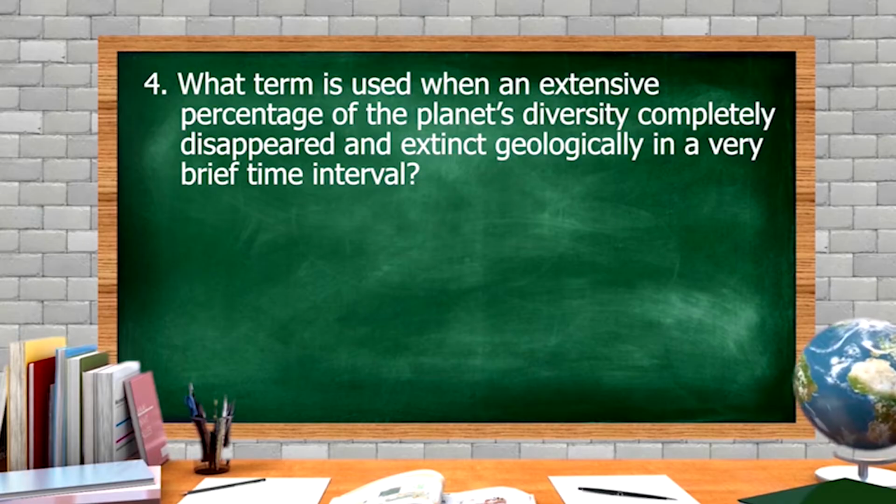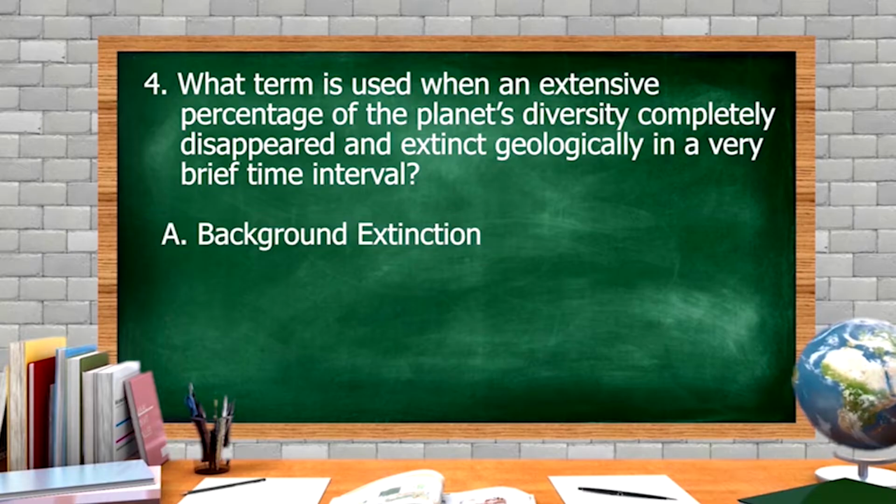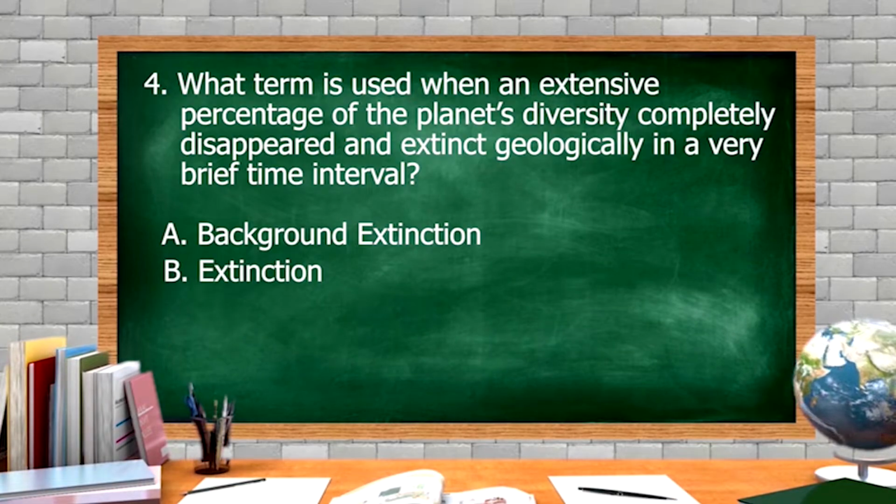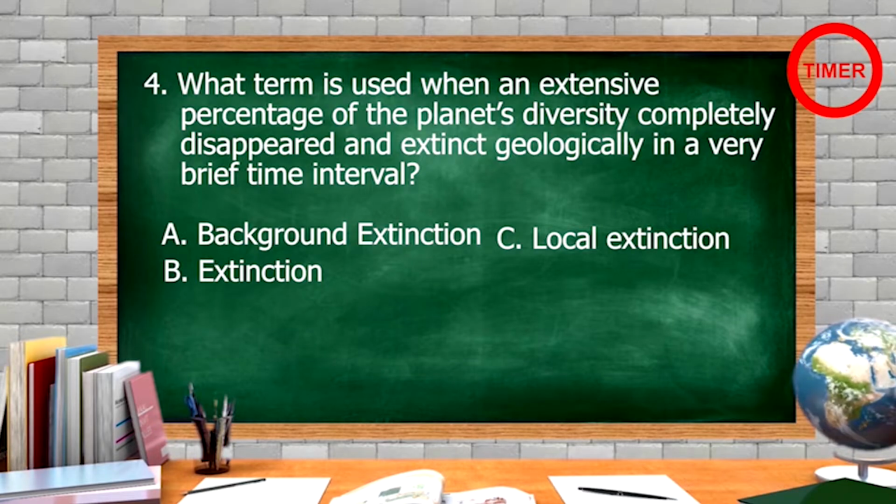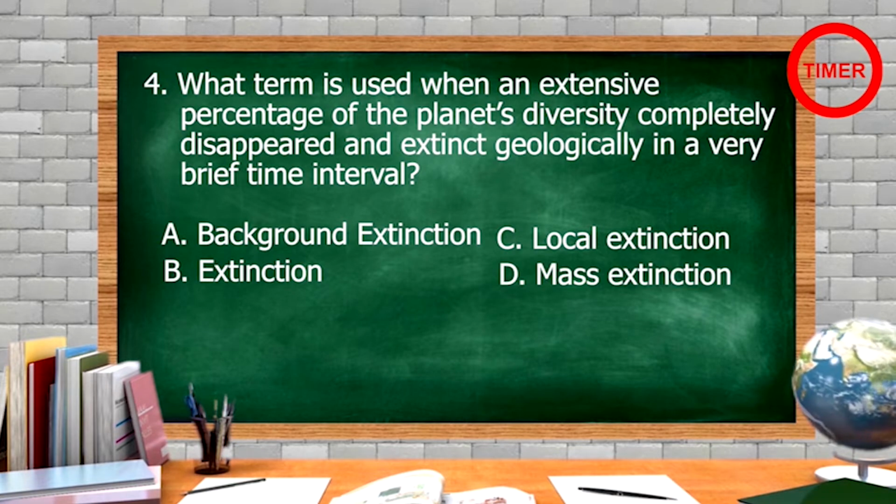Question 4. What term is used when an extensive percentage of the planet's diversity completely disappeared and went extinct geologically in a very brief time interval? A. Background extinction. B. Extinction. C. Local extinction. D. Mass extinction.